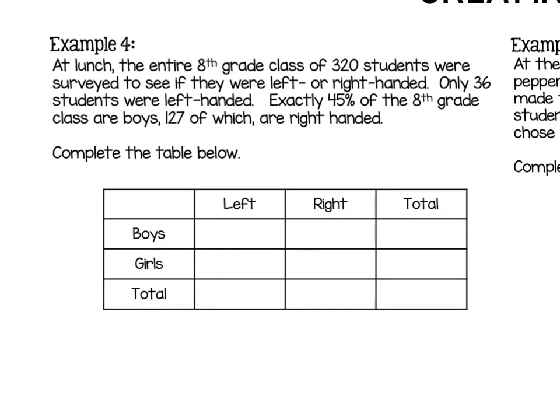So in example 4, it says, at lunch, the entire 8th grade class of 320 students were surveyed to see if they were left or right-handed. Only 36 students were left-handed. Exactly 45% of the 8th grade class were boys, 127 of which are right-handed. So I know I can fill in the grand total of 320 students. I also know that 36 total students were left-handed. I also know that there are 127 boys who are right-handed.